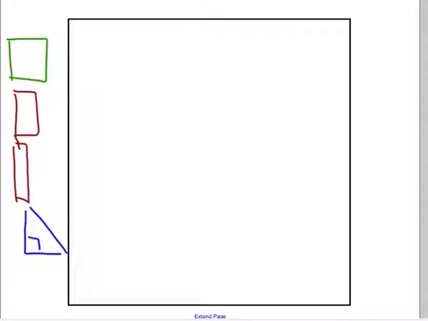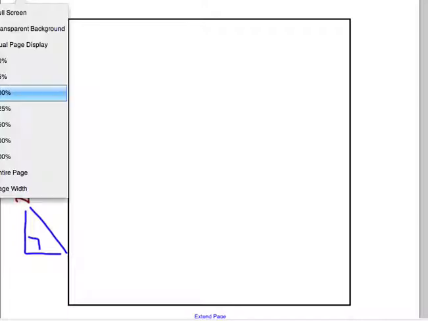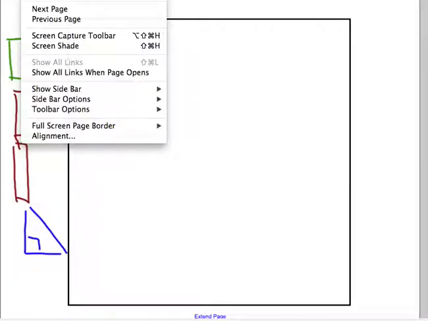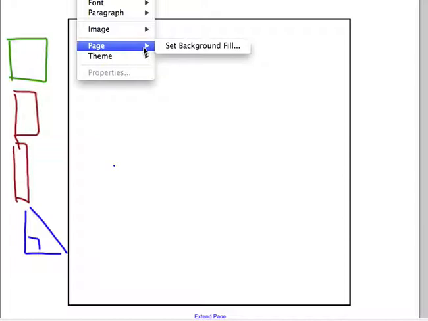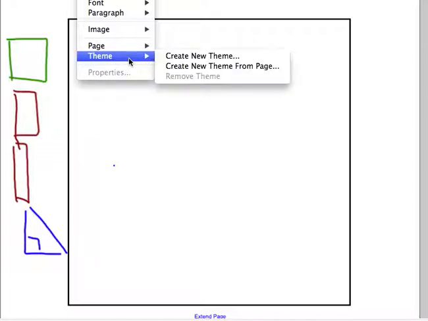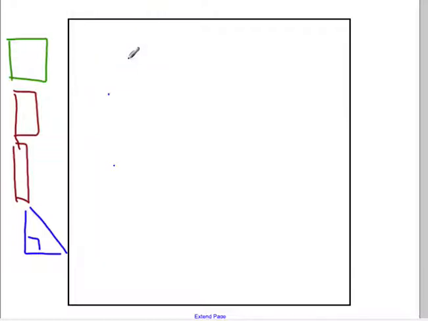Maybe this isn't the time to do it. I'll figure it out. I think I can actually get graph paper on here. That'd be super cool. No, not there. Let me just try one quick thing. Sidebar, toolbar options, alignment, no. Dual page, no. Okay, let me try one more thing. Page. Set background fill, no. Theme. No, I'll figure that out for another time.